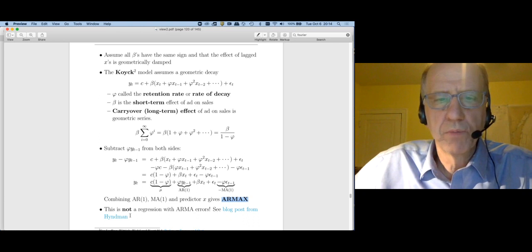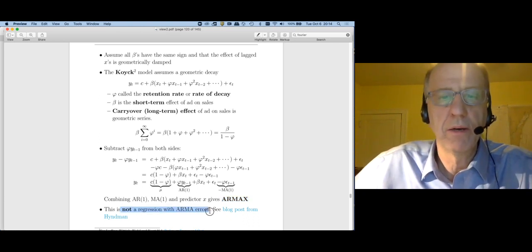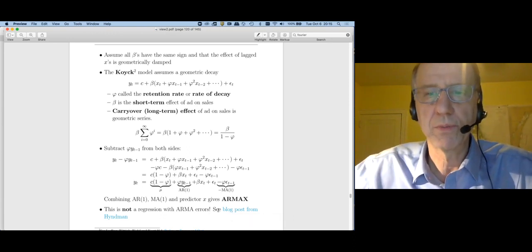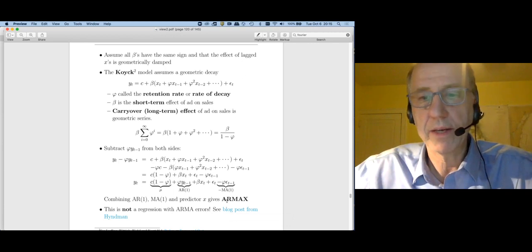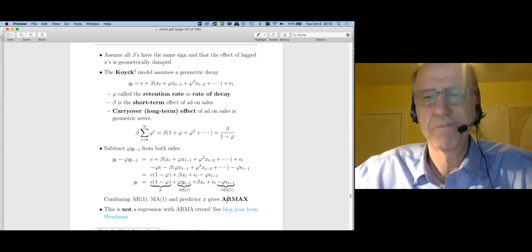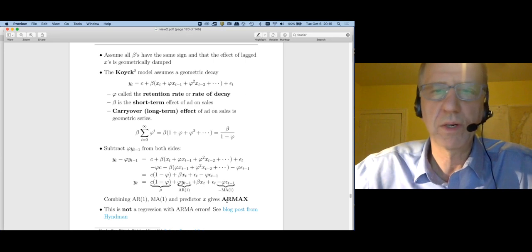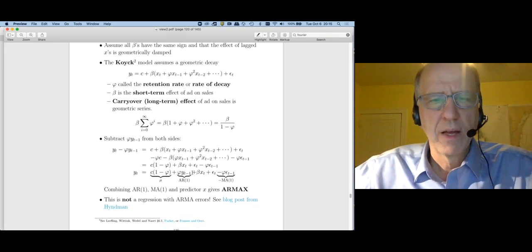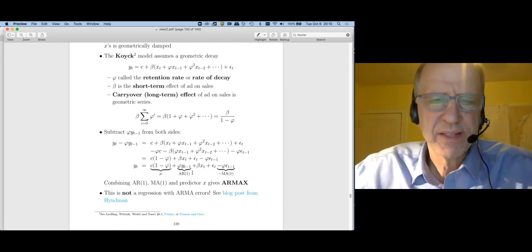So just be really careful. This is not a regression with ARIMA errors that we know and love from Chapter 9. This is something else. And I'd suggest reading a blog post from Hyndman that points out the difference between these. These ARIMAX models are substantially more complicated, and so we're going to avoid them. All right, well, how are we going to estimate this?